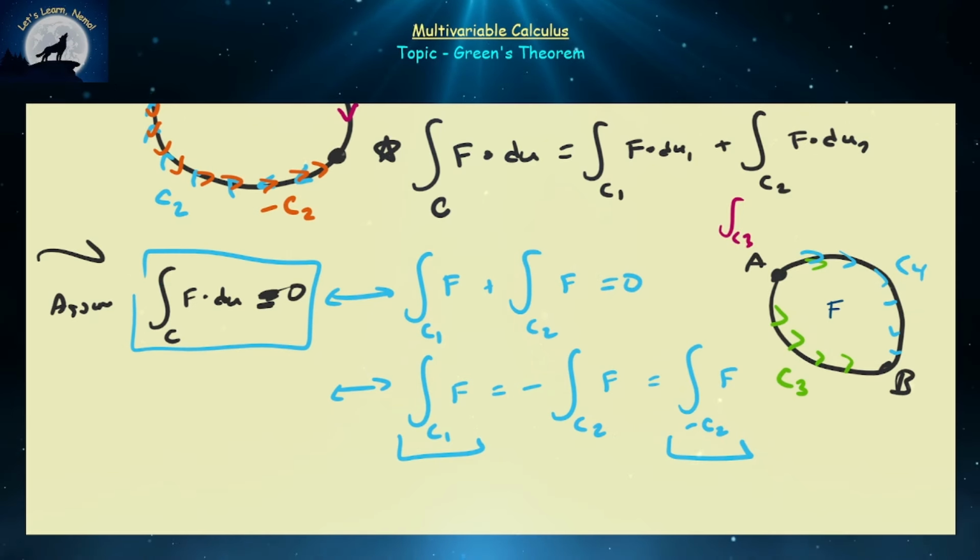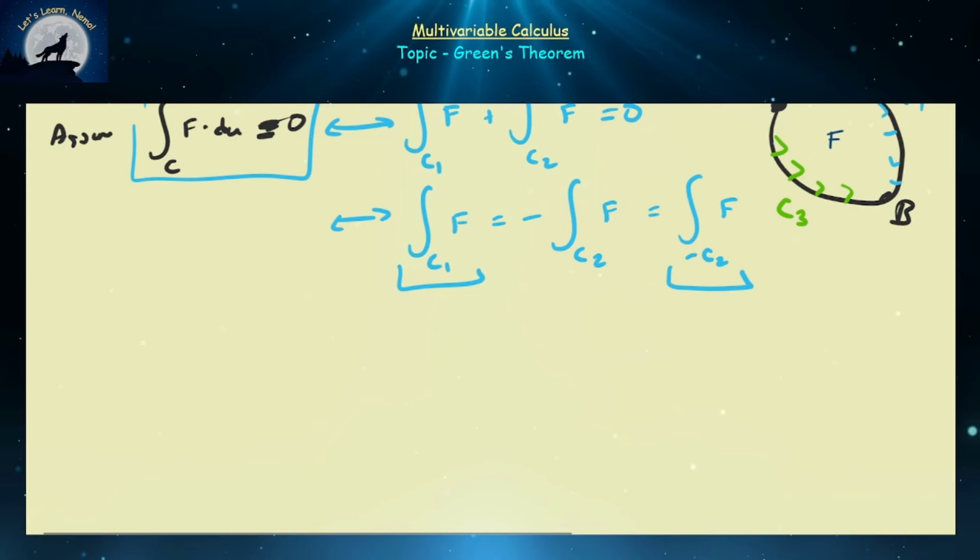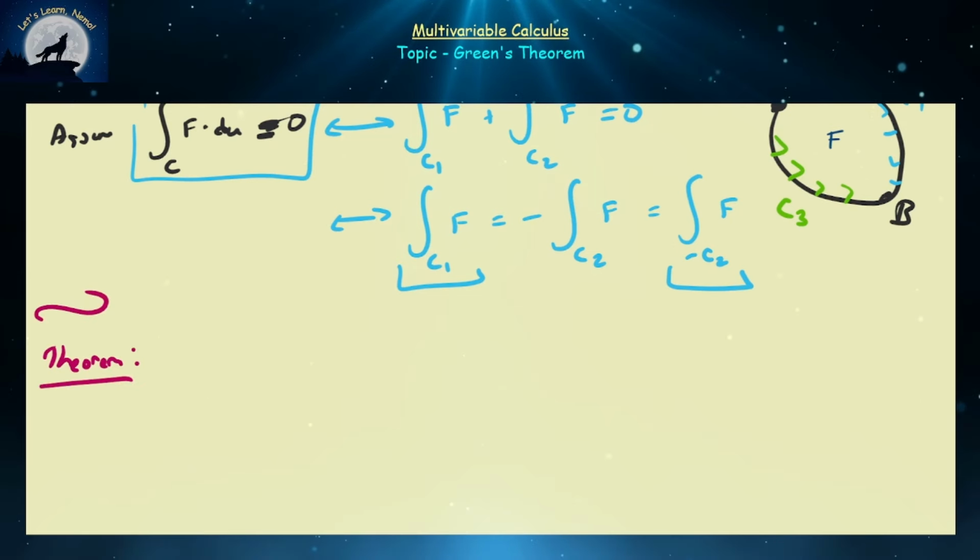So the integral over c3 of f will be equal to the integral over c4 of f, where f is any vector field. And you should be able to verify that these statements are bidirectional as long as you are able to argue a couple subtle points in between. So with these things in mind, we can state the following very important theorem.